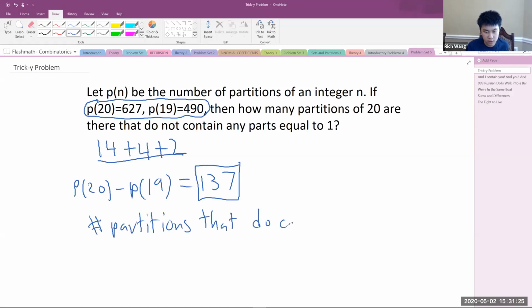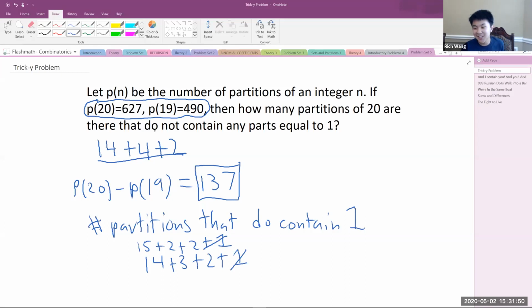Do contain 1. So let's look, right? For example, if we have a partition that contains a 1, like 15 plus 2 plus 2 plus 1, then one interesting thing we might notice is that if we remove the 1, we get a partition of 19. For example, if we have 14 plus 3 plus 2 plus 1, removing the 1 again gives us a partition of 19. And the interesting thing we realize is that if we remove the 1 from all the partitions that contain 1, we can get a different partition of 19.